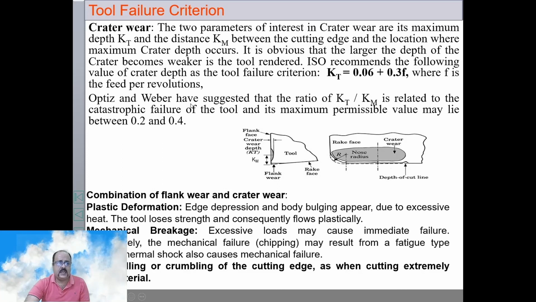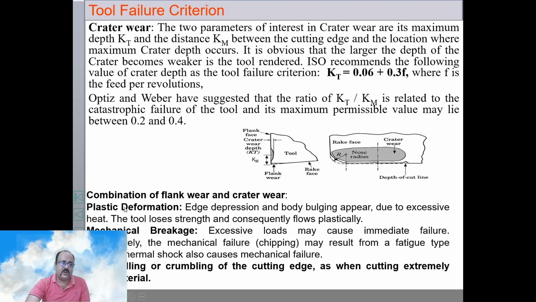then the tool may be considered to be failed. And two researchers, Opitz and Weber, have found that the ratio of KT and KM should be between 0.2 to 0.4 at the maximum permissible value, otherwise there will be a catastrophic failure. And also sometimes because of certain faulty conditions, the tool may plastically deform. If the tool is plastically deformed, you cannot use it anymore. So the tool has failed obviously, and if there is mechanical breakage, the tool can be considered to be failed.